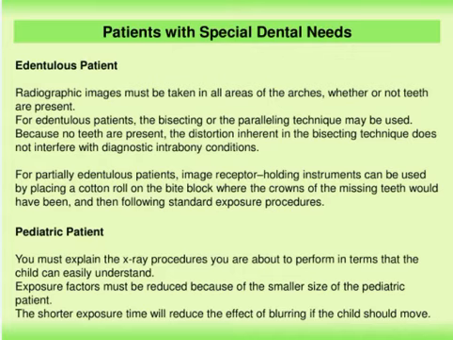But for partially edentulous patients, when you want to keep the image receptor holding instruments, you can use a cotton roll on the bite block where the crown is missing. For example, the mandibular first molar is missing. You want to take a paralleling technique, and then you keep a cotton roll in the place of the missing mandibular molar and then use the technique as normal, whether it is the paralleling or bisecting angle technique, any of these techniques.